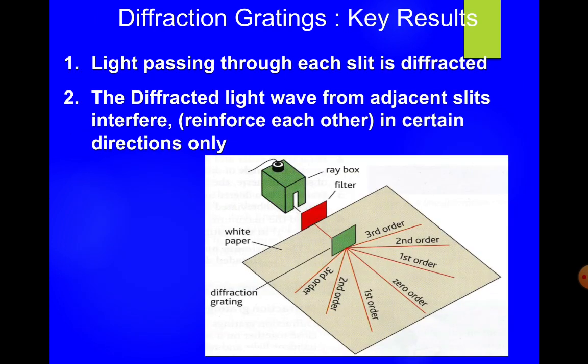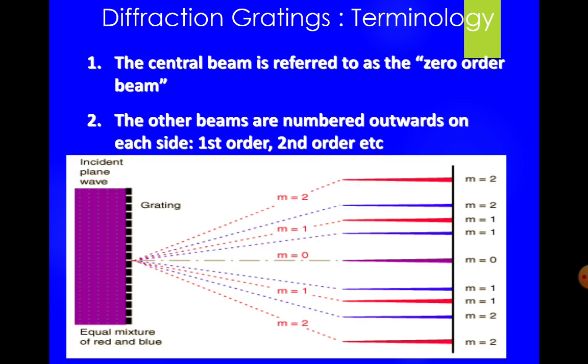We also did the experiment in the classroom, remember, with the laser. So, light passing through each slit is diffracted, and they're going to influence each other. The diffracted light waves from adjacent slits will interfere. Now this all looks a little bit too difficult, but it is not. You only need to know the formula and the effect of the different parameters if we change them. Now this is an interesting picture.